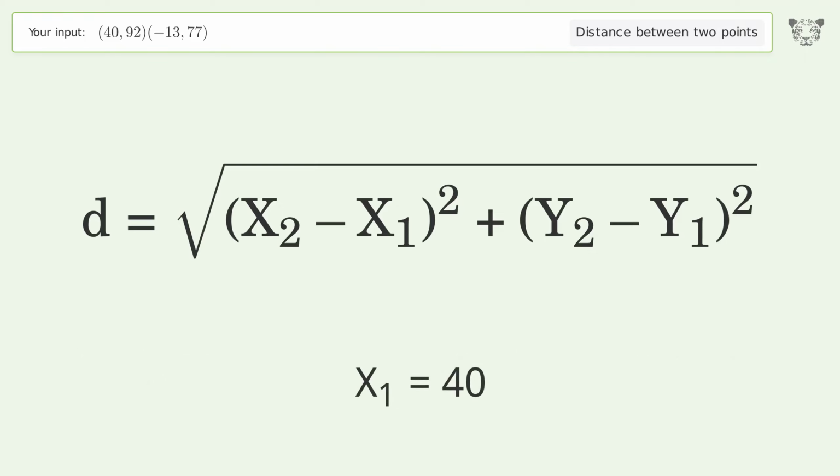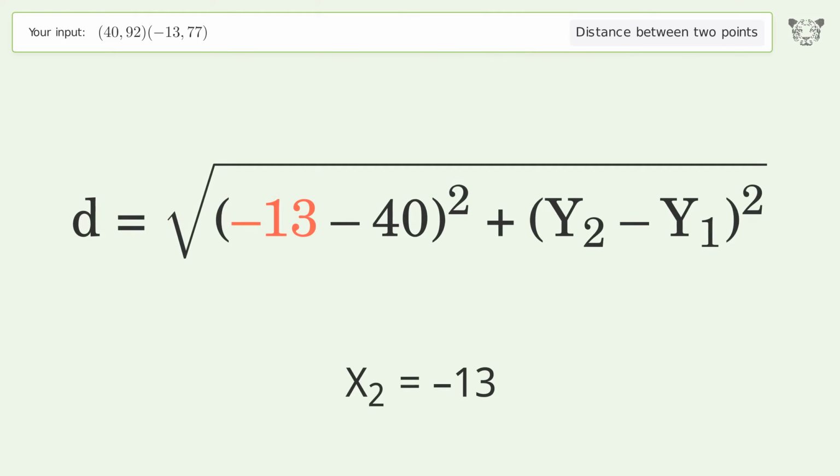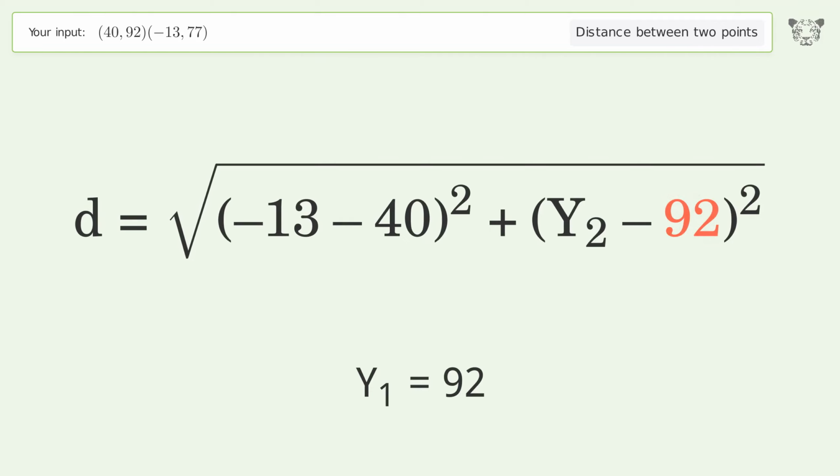x1 equals 40. x2 equals negative 13. y1 equals 92. y2 equals 77.